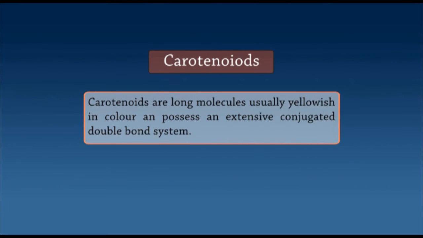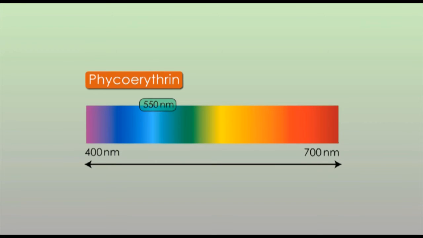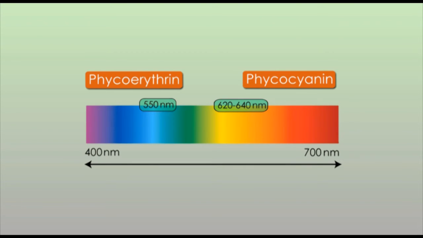Carotenoids are long molecules, usually yellowish in color, and possess an extensive conjugated double bond system. Certain red algae and cyanobacteria possess another photosynthetic pigment known as phycobiliproteins, phycoerythrin and phycocyanin, which consist of a protein with a tetrapyrrole attached. Phycoerythrin is a red pigment with maximum absorption at around 550 nanometers, while phycocyanin is blue with maximum absorption at around 620 to 640 nanometers.